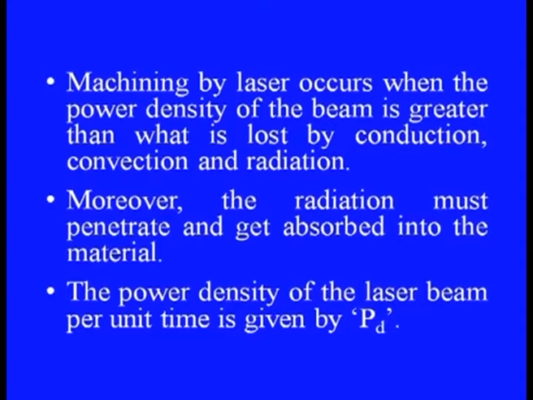Additionally, heat diffusion into the bulk material causes phase change, melting and or vaporization. Depending on the power density and time of beam interaction, the mechanism progresses from one of heat absorption and conduction to one of melting and then vaporization. Machining by laser occurs when the power density of the beam is greater than what is lost by conduction, convection and radiation. Moreover, the radiation must penetrate and get absorbed into the material.